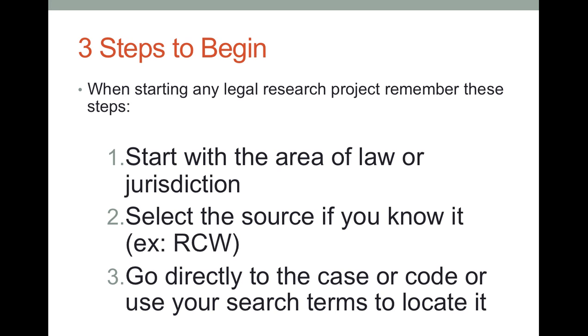Next, you'll select the source if you know it. So if you know that you're working in Washington and you need the Revised Code of Washington, we'll go straight to that source. If you don't know the source you're looking for, then you start with typically secondary sources, but more on that later. Finally, go directly to the case or code or use your search terms to locate it. So once you've narrowed it down to your area of law or jurisdiction and the source that you need to start with, then you can use your terms to help search within that source.